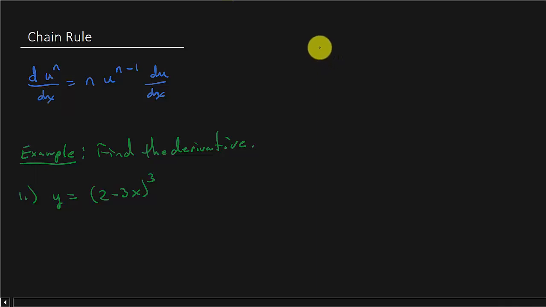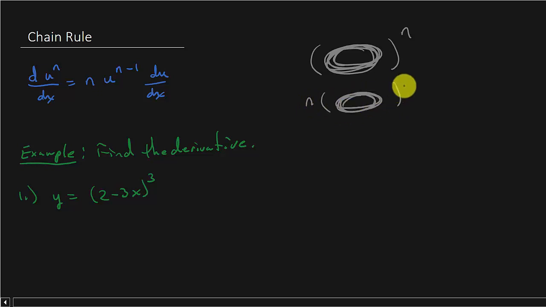If you have something in parentheses raised to a power, this is like your u. The chain rule says you get n times whatever is in the parentheses to the n minus 1. So you bring the n down and subtract 1 from the exponent. But then for the stuff inside the parentheses, whatever it is, you have to take the derivative of that. And that's all it is.